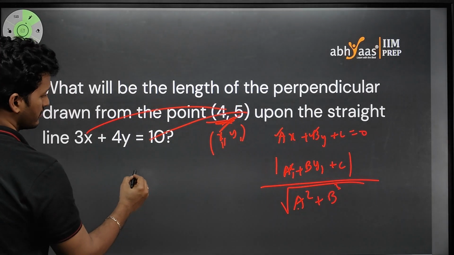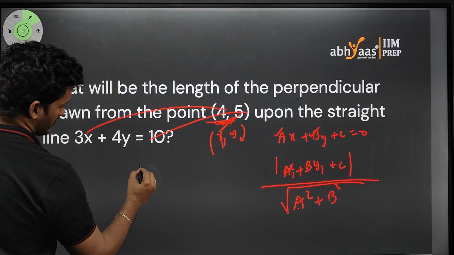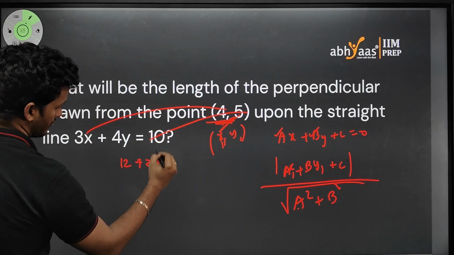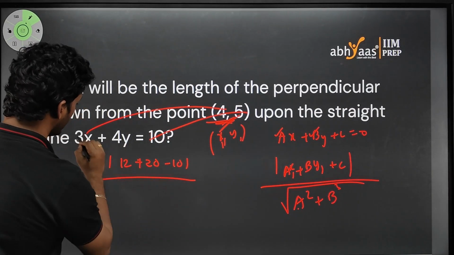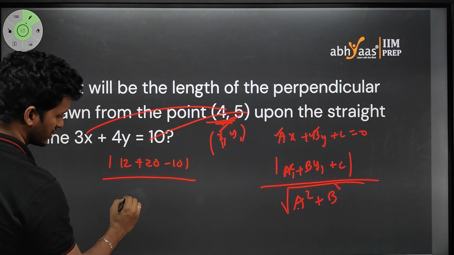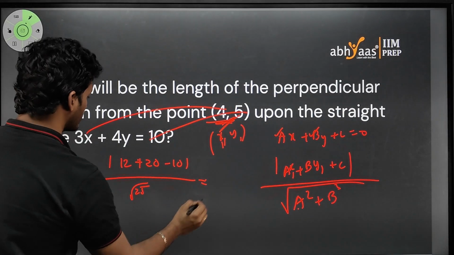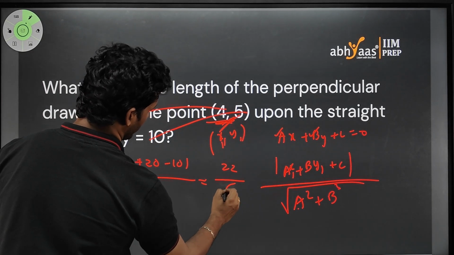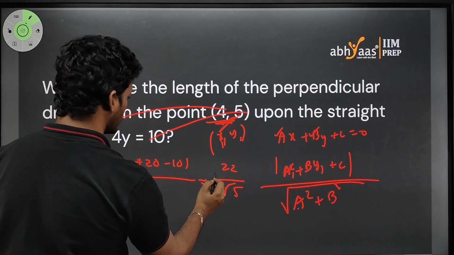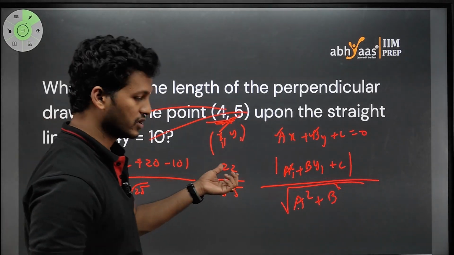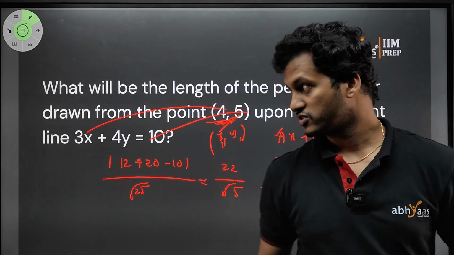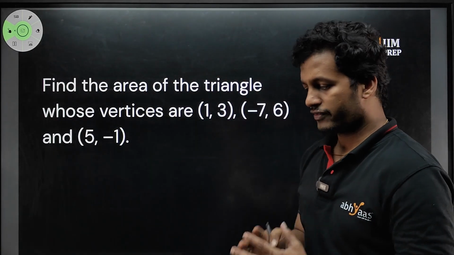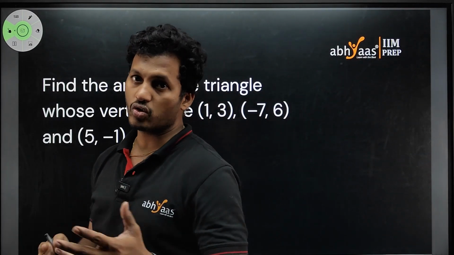12 plus 20 minus 10, modulus, divided by root of 3 square plus 4 square, it is 9 plus 16, it would be root 25. So it is 12 plus 20, 32 minus 10, it would be 22 by 5. If you take modulus, it would be plus or minus, but you can take it as 22 by 5. So the magnitude is 22 by 5. It's just the application of your general geometry to coordinate axis.